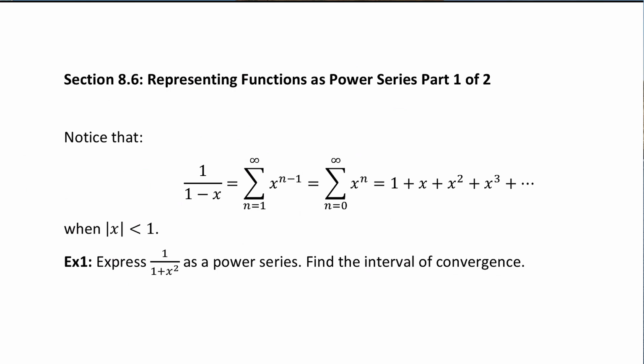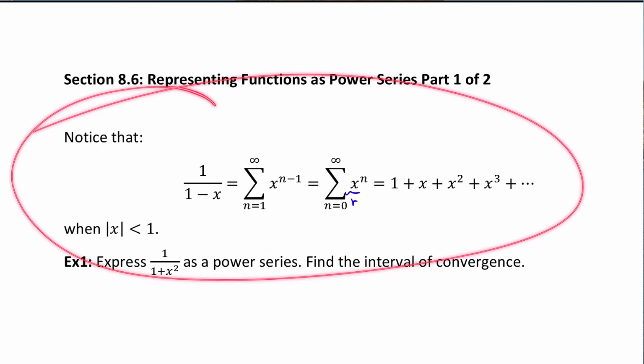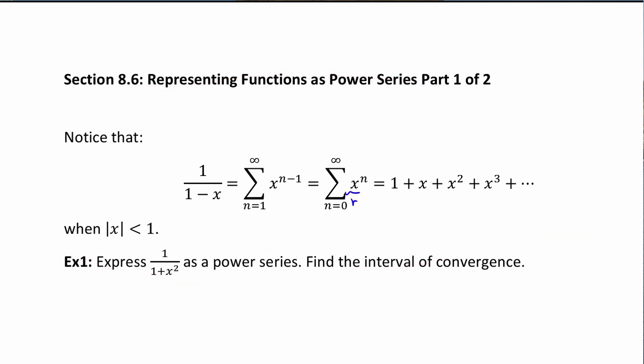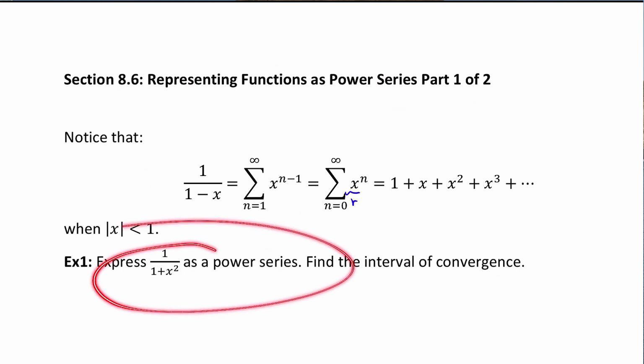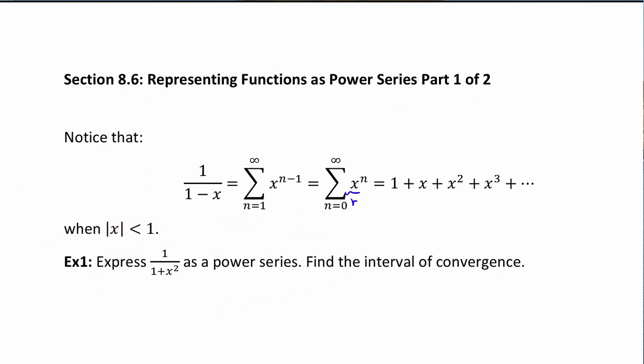Now, usually, and I know I already said this, we start our geometric series at 1, but now we're starting at 0 so that we can take care of that constant, and we want the exponent to be the same as the n. That is it. So this is what we usually call r. Now, we're going to use this information. We're going to use the fact that we know the convergence of a geometric series to express a bunch of different functions as power series.